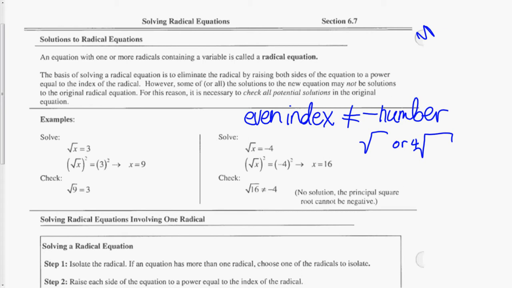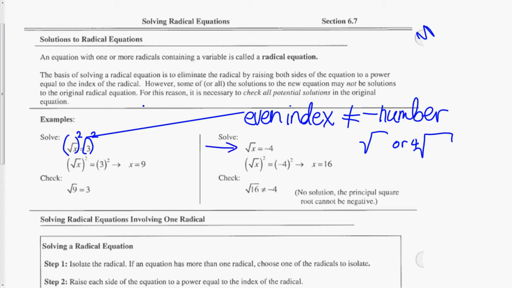And you can see what we're going to do is, in order to solve these, we're going to raise the root to the opposite of its index. So on a square root, you'll square to cancel it out. And if you square on one side, you will square on the other. And so that's how we end up with x equals 9, because a square root squared just has the x come out, and then you have 3 squared, which would equal 9.